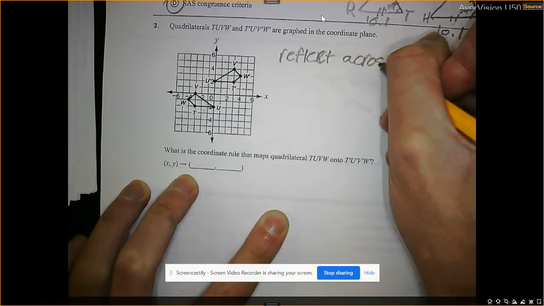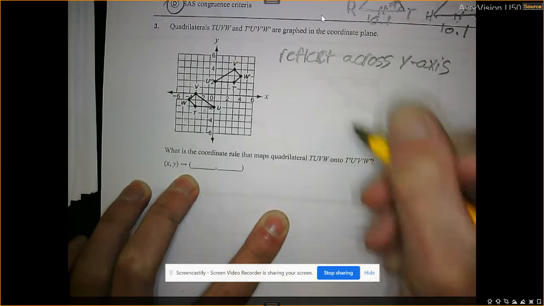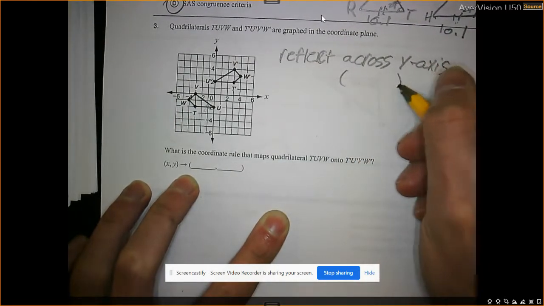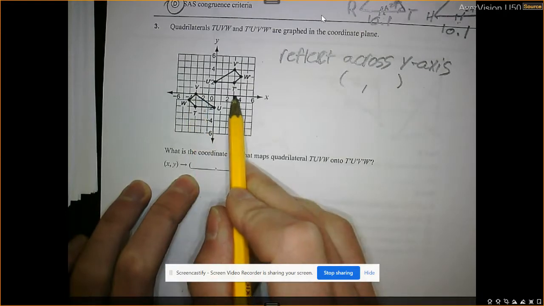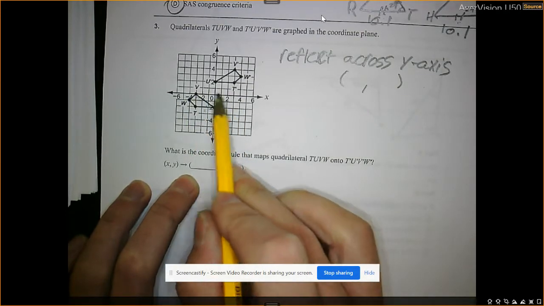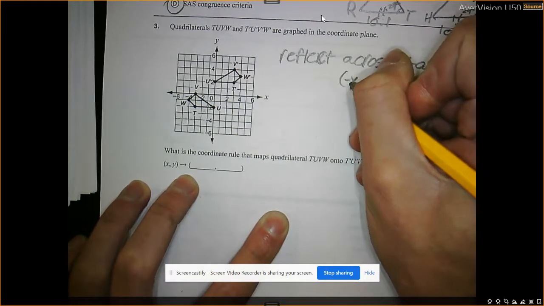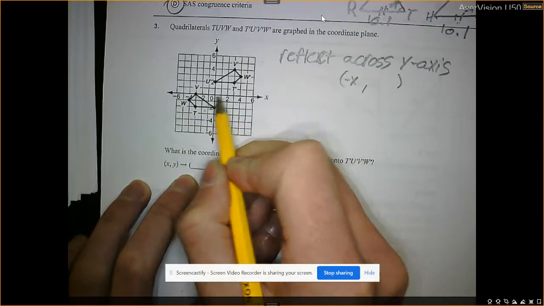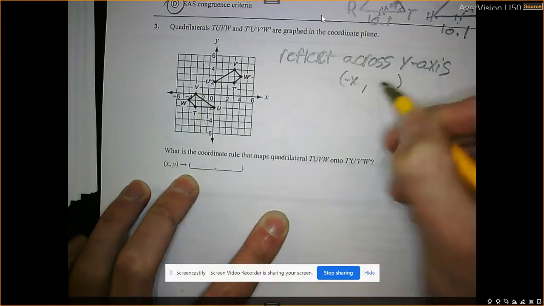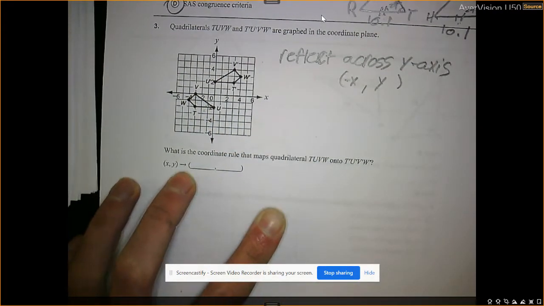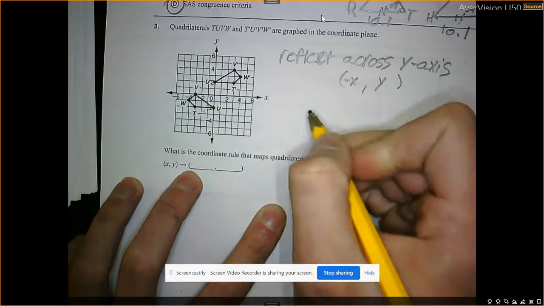Reflect across the y-axis. And then I would go ahead and say, well, when I reflect across the y-axis, what that's doing is it's changing the sign of my x, right? If I'm at -3, well, then it's going to be at +3 after I reflect it. So it changes the sign of the x. And notice, it's not going to change the vertical location of any of these points at all. It's not going up or down at all. Y stays the same.